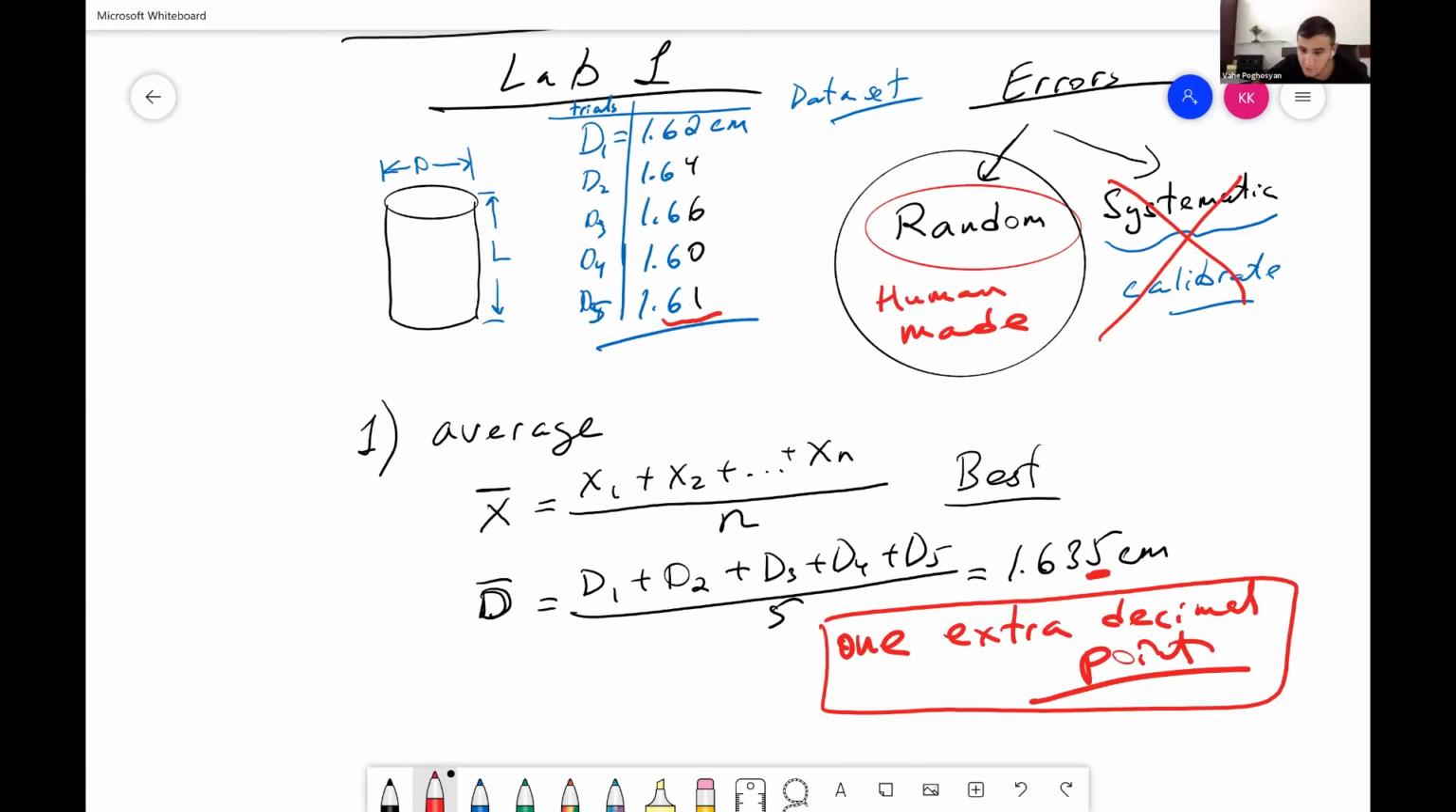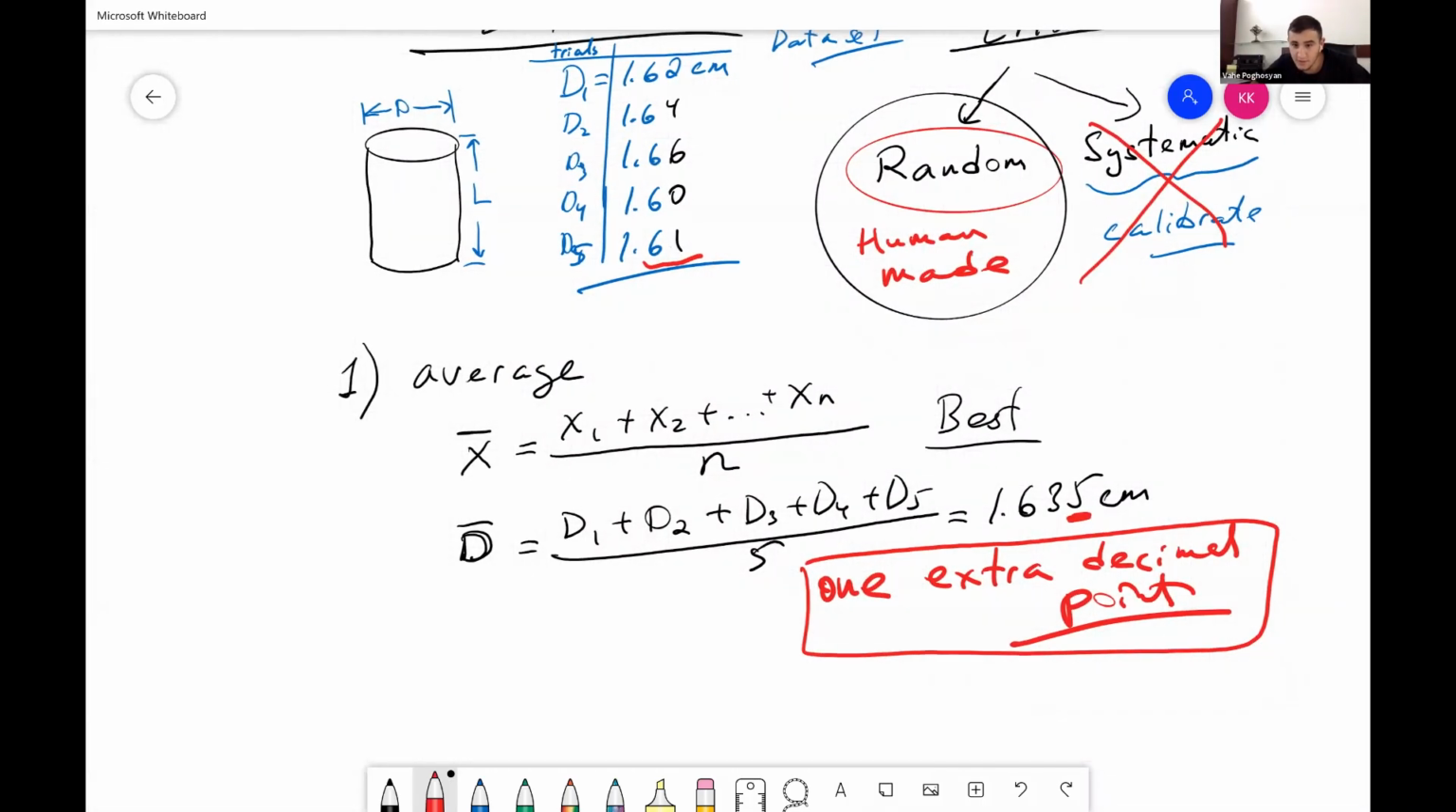Can I ask a quick question? Mm-hmm. So let's say it was an exam question and it says, calculate the average, for example. Is it assumed that every answer we input has to be in significant figures, unless it's specified, then we'll do significant figures?